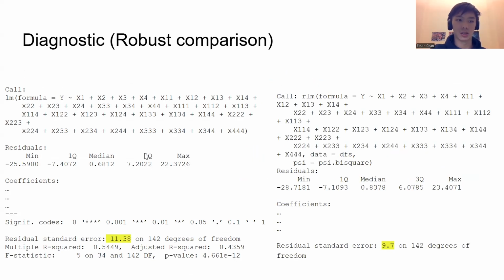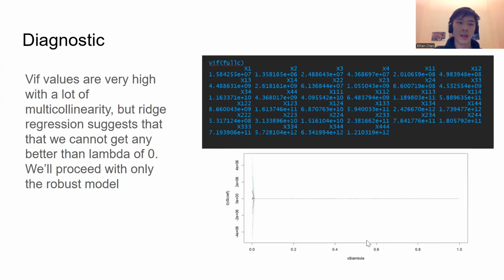Comparing the original model to the new robust model, the original model has 11.38 standard error compared to the 9.7 standard error of the new robust model. VIF values are really high, which suggests very high multicollinearity. So we can attempt to use ridge regression. However, ridge regression will result in a lambda of 0, and so we'll proceed with only the robust model and our fitted WLS.